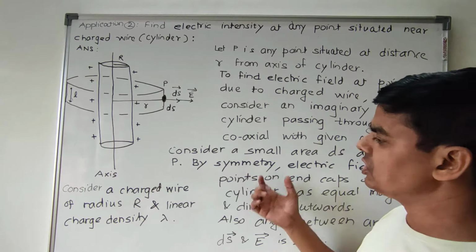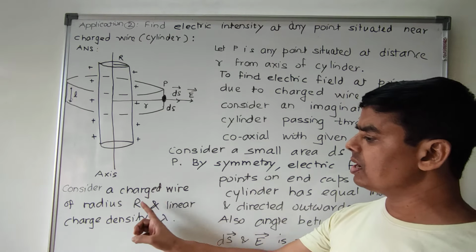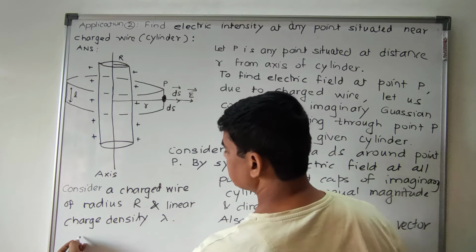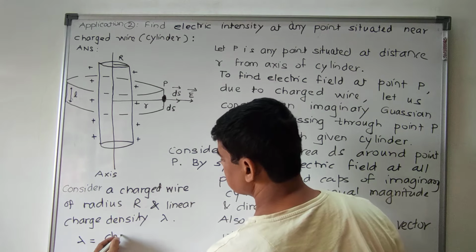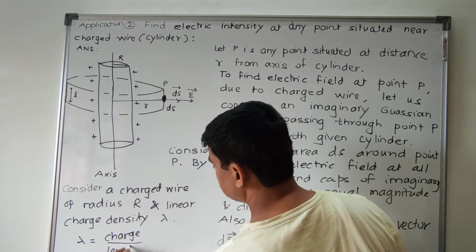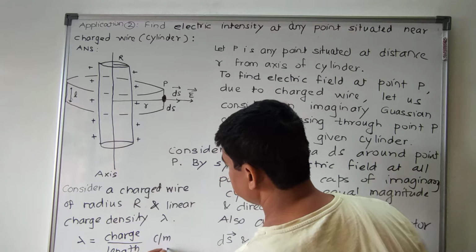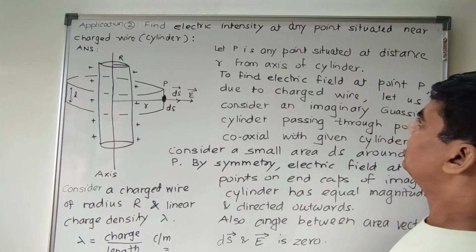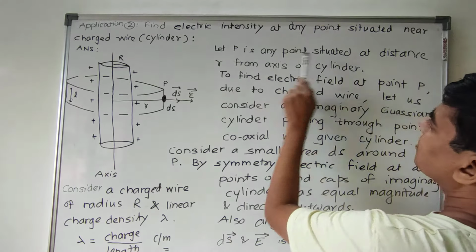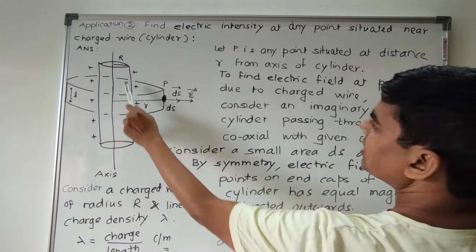So here the explanation is given. Consider a charged wire of radius r and linear charge density lambda. Linear charge density means charge upon length. Its SI unit is coulomb per meter. Let P be any point situated at a distance r from the axis of the cylinder.